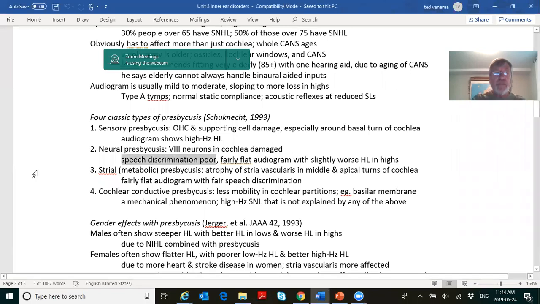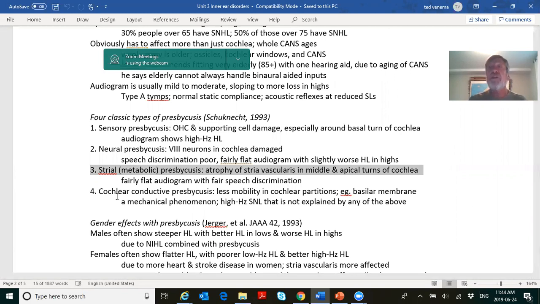The third type that Schuknecht noted was called strial presbycusis, number 3. And that is caused by problems with blood supply to the cochlea, the stria vascularis. The hair cells are not getting as much oxygen and blood supply due to damage of that feeding function in the cochlea. Remember the stria vascularis.